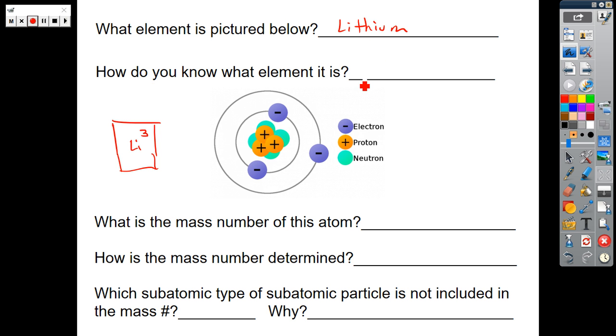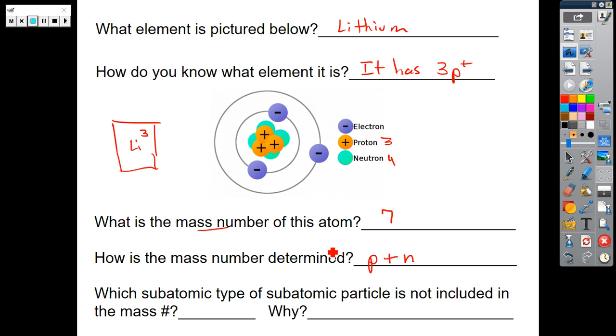Now, I know it's lithium because this picture of the atom has 3 protons. I'm going to abbreviate protons with a little p, maybe with a positive on it. So it's got 3 protons. I know it's lithium. What's the mass number of this atom? Well, remember, mass number was equal to the number of protons and the number of neutrons added together. So if I am seeing this picture correctly, this looks like we've got 3 protons, and it looks like we've got 4 neutrons in this picture. So it looks like the mass number of this atom would be 7.